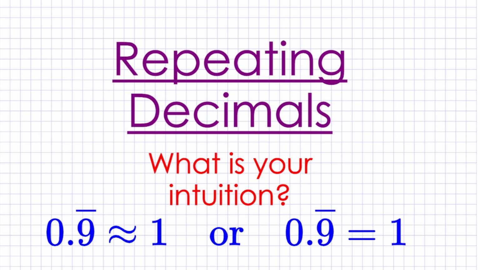Let's test your intuition about repeating decimals. The bar that's on top of the 9 means that the 9 repeats infinitely. So 0.9 with a bar on top means 0.999, and those 9s continue forever. So if those 9s continue forever, is the value of this number very close to 1, or is it exactly 1? What does your intuition say?